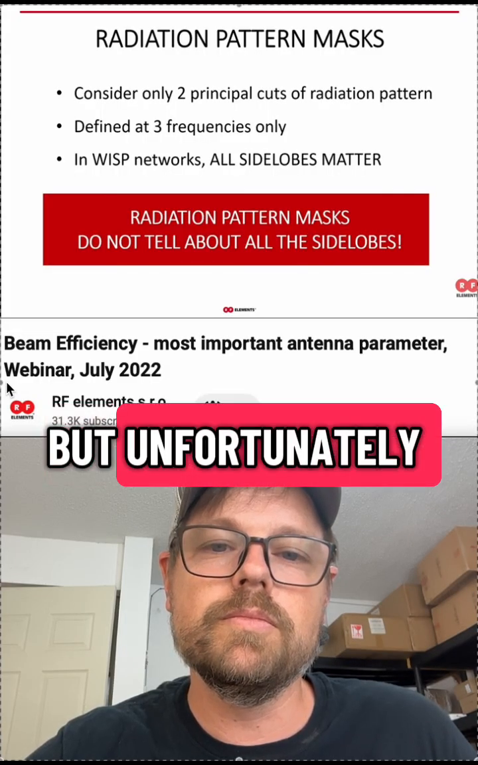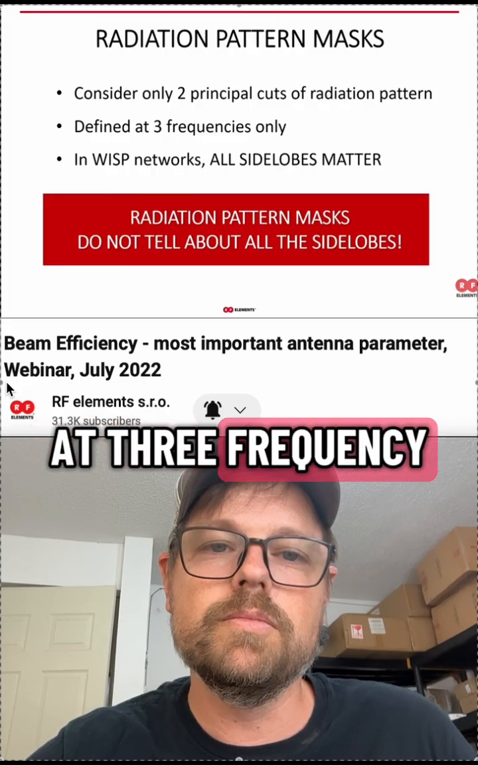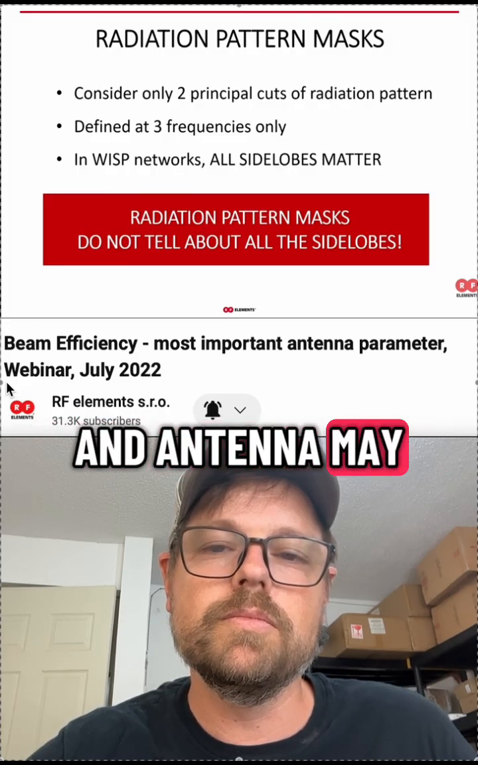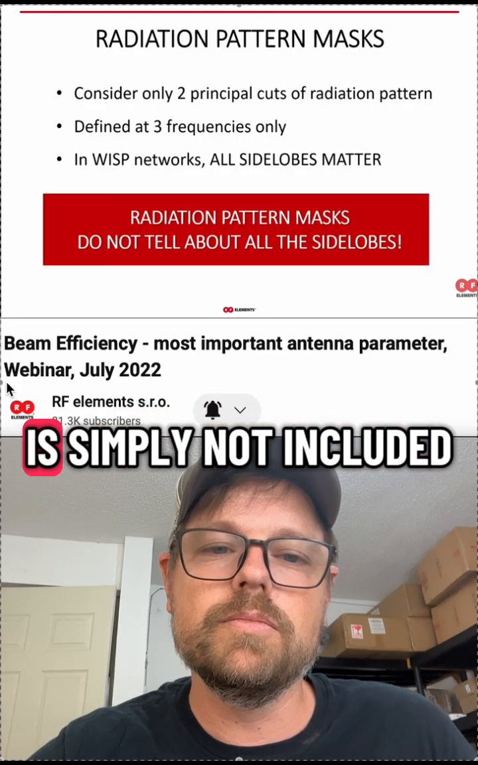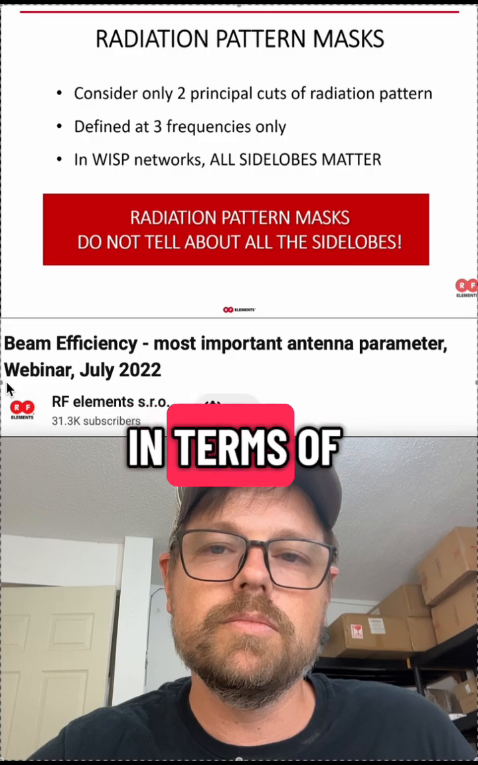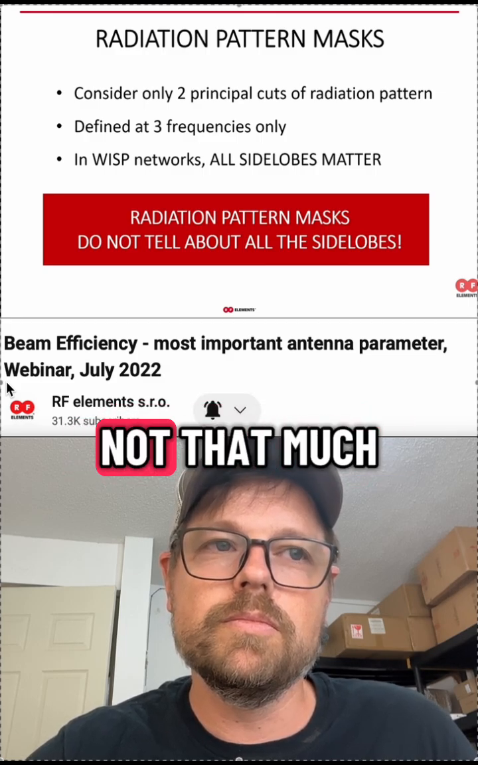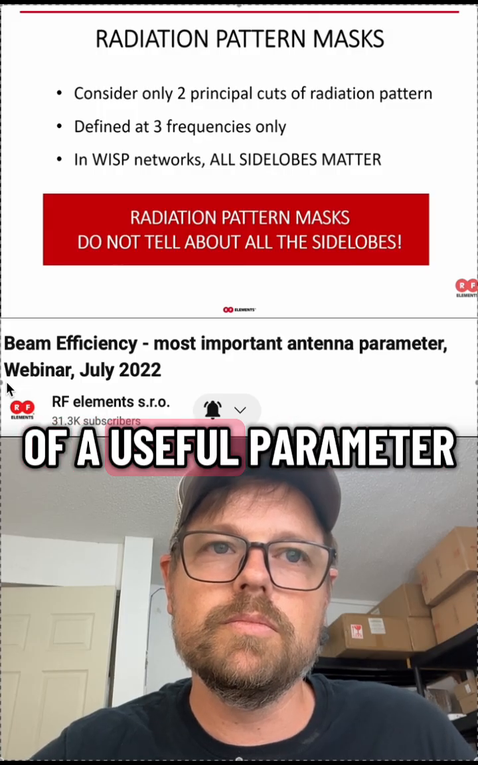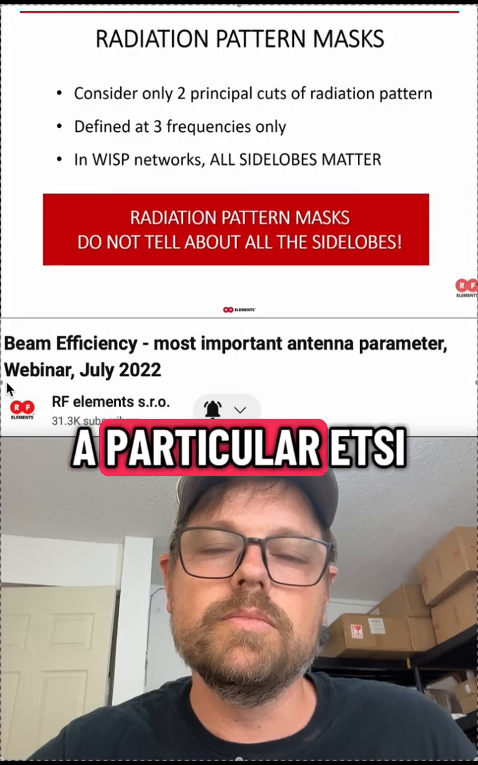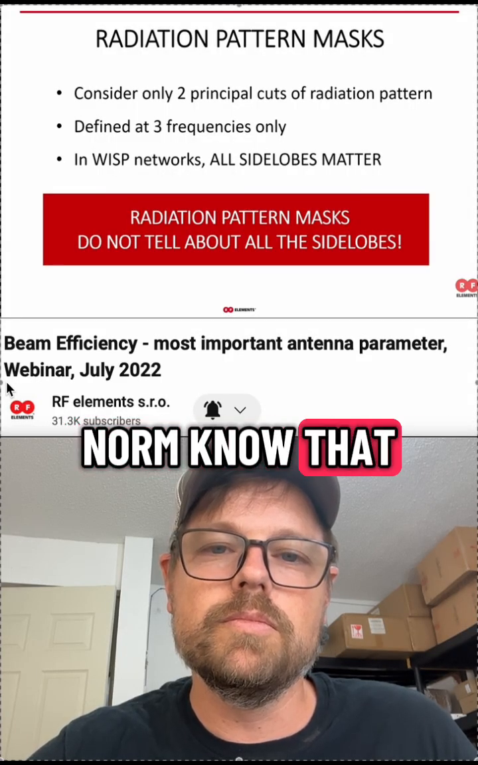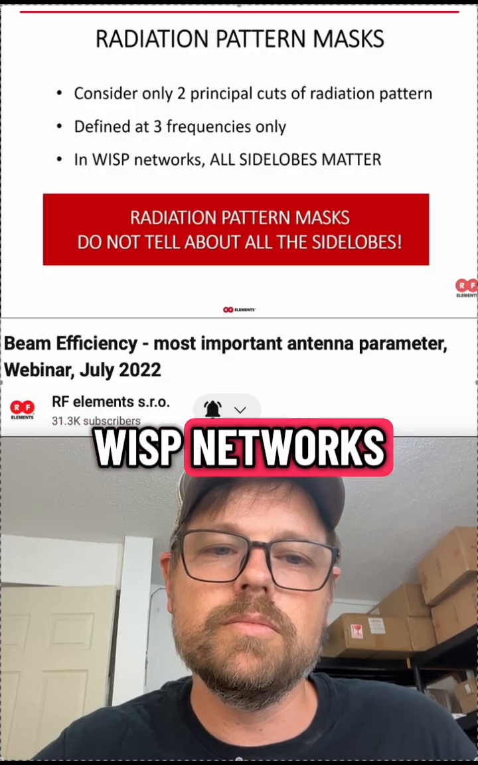but unfortunately only 2 cuts of the whole radiation pattern at 3 frequency points of the whole spectrum antenna may work in. So the vast majority of the spectrum and radiation pattern is simply not included. Which is why in terms of interference suppression with networks, even these ETSI masks are really not that much of a useful parameter. So whenever you see an antenna being compliant with a particular ETSI norm, know that it does not really bring much added value in terms of noise suppression in WISP networks.